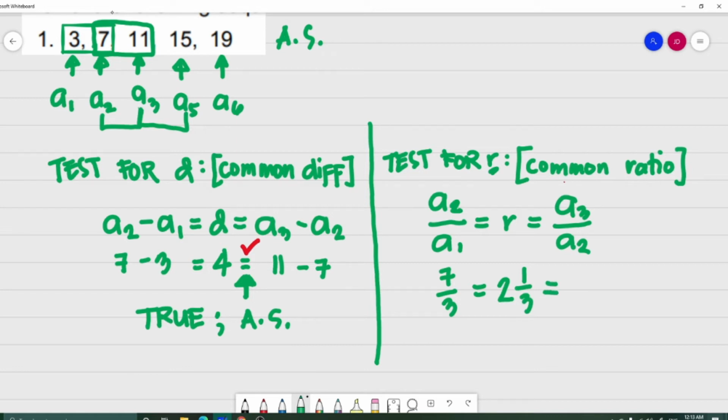Tanaw na to kung ang A sub 3 over A sub 2, kani ba gyapon ang answer? Okay, so pila ka 7 sa 11? Isa. Pila ang sobra? 4. So, you have 1 and 4 over 7. Therefore, kani silang duwa is not equal. So, makakonclude ta nga that this statement is false. Therefore, it is not geometric sequence.